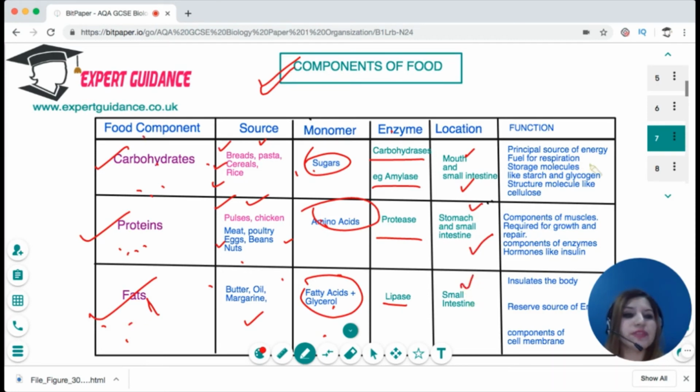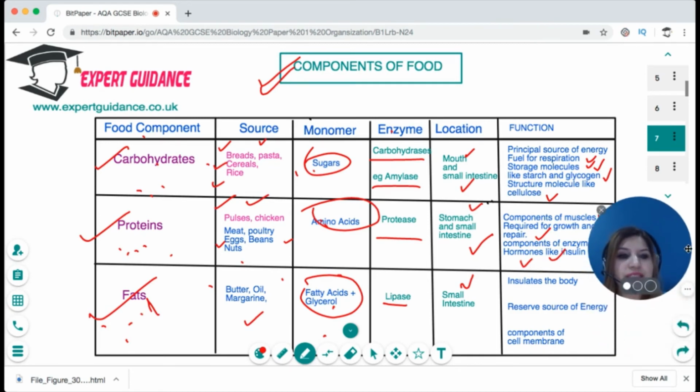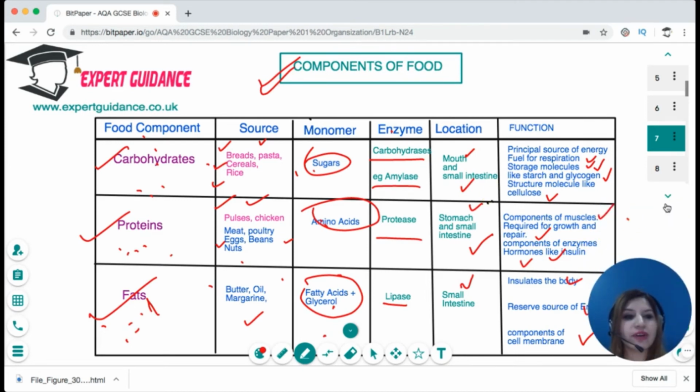Carbohydrates are the principal source of energy. They are fuel for respiration. They can be storage molecules like starch and glycogen, or structural molecules like cellulose in plants. Proteins are the components of muscles required for growth and repair. They're the components of enzymes, and they are also components of some of the hormones like insulin. Fats are used to insulate the body. They are the reserve source of energy, and they also make the cell membrane. Okay, so you should know what are the different components of food, their sources, where they're digested, and what their function in the body is.